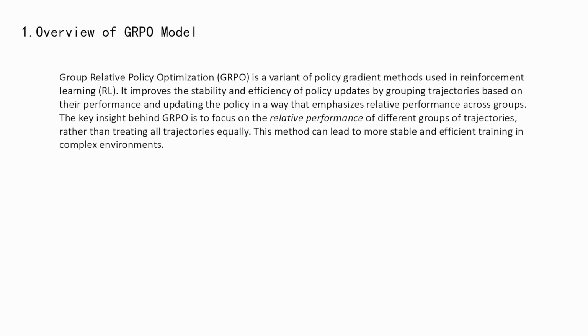GRPO is a variant of policy gradient methods used in reinforcement learning. It improves the stability and efficiency of policy updates by grouping trajectories based on their performance and updating the policy in a way that emphasizes relative performance across groups. The key insight behind GRPO is to focus on the relative performance of different groups of trajectories, rather than treating all trajectories equally. This method can lead to more stable and efficient training in complex environments.